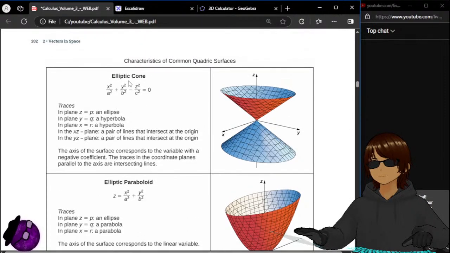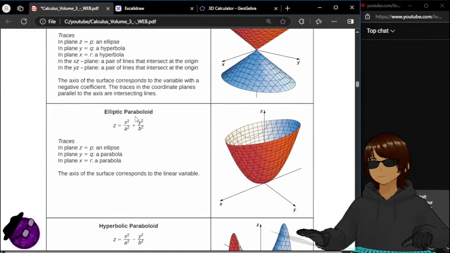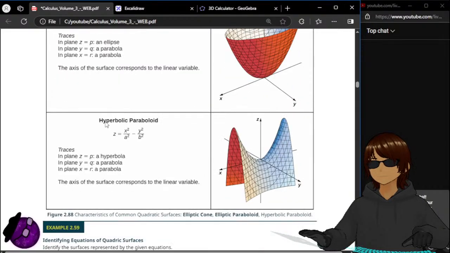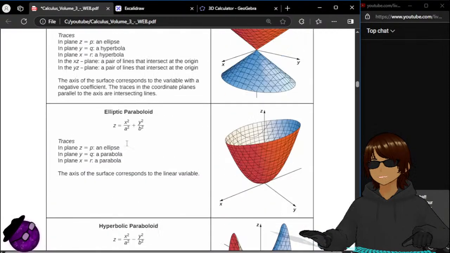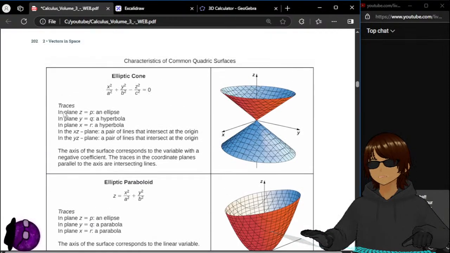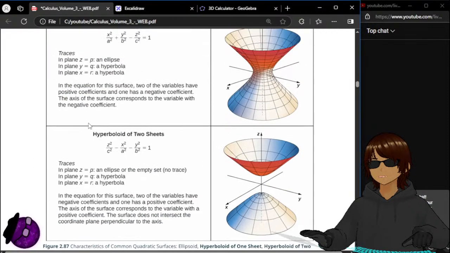And then we have an elliptic cone. And then we have an elliptic paraboloid. Then we have a hyperbolic paraboloid. If y is equal to q, a hyperbola. If x is equal to r, a hyperbola. Well, what do they mean by x is equal to r?